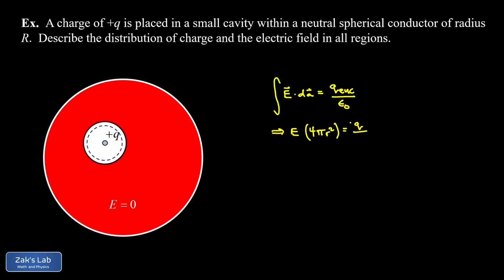Our charge was called plus Q. And we find the usual field of a point charge inside that cavity. So that's Q over 4 pi epsilon 0 r squared, where r is the distance from the center of the cavity where plus Q is located. So just drawing that into the picture, there's our usual point charge field emanating from the plus Q.